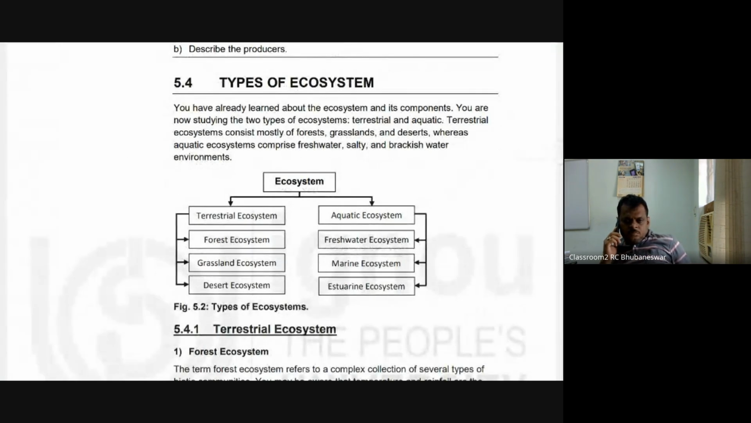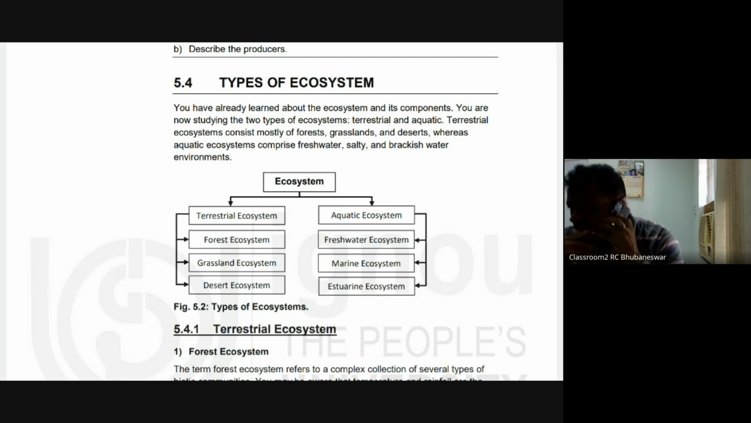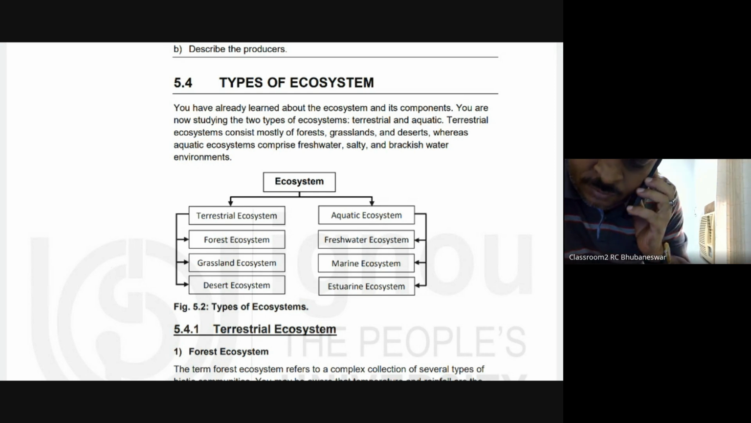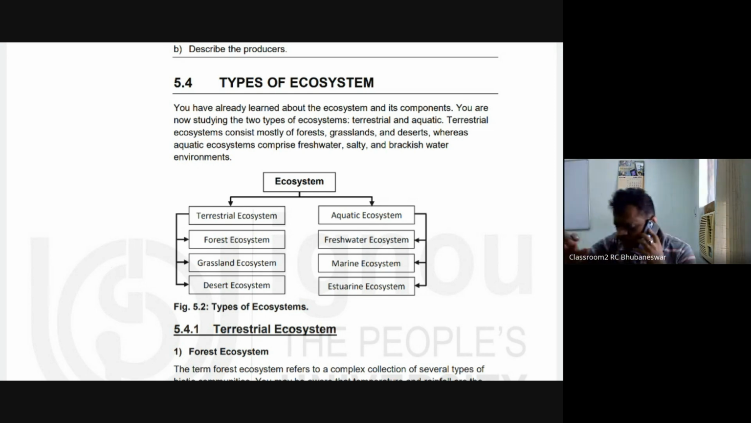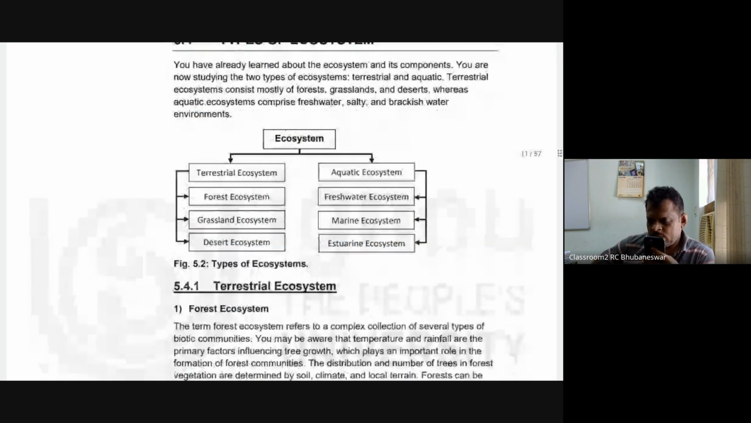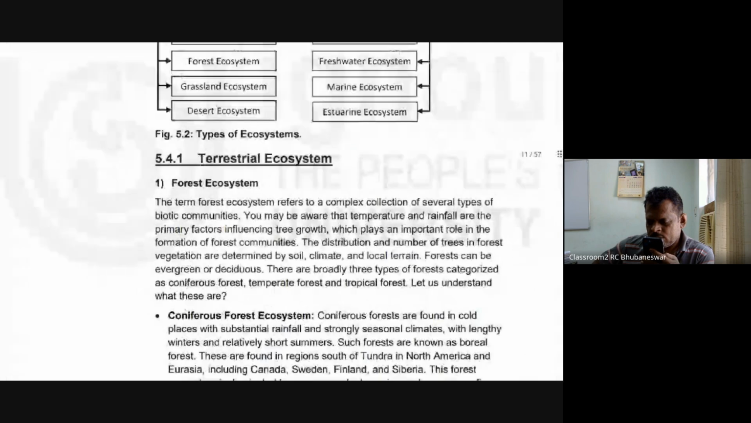There are different types of ecosystems. What are they? We can divide the ecosystems into two types: terrestrial ecosystem and aquatic ecosystem. The terrestrial ecosystem can be divided into forest ecosystem, grassland ecosystem, and desert ecosystem. The aquatic ecosystem can be subdivided into freshwater ecosystem, marine, and estuarine ecosystems. So let's first dive into the terrestrial ecosystem.